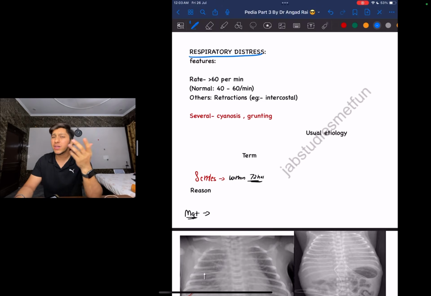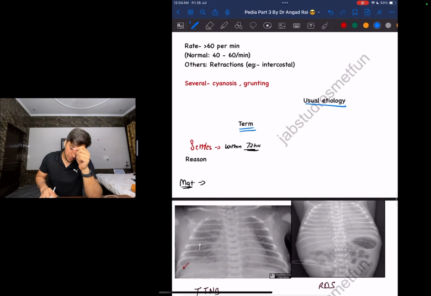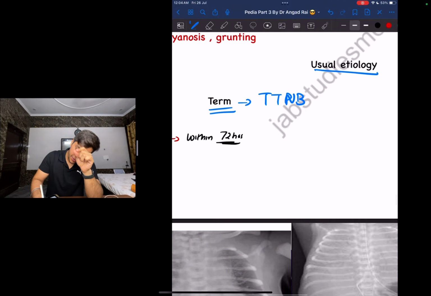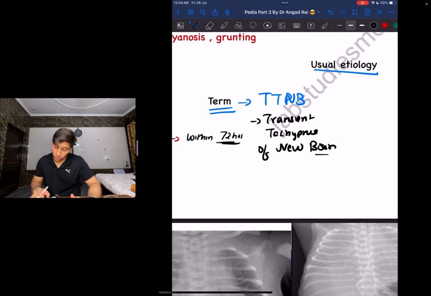Now let's talk about, guys, what are the common causes of respiratory distress in a baby. We are going to divide it into two parts. One is in term, and the other one is in preterm. In a term baby, the most common cause of respiratory distress is going to be TTNB, and the full form is transient tachypnea of the newborn.